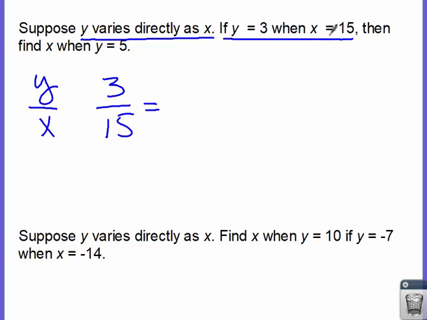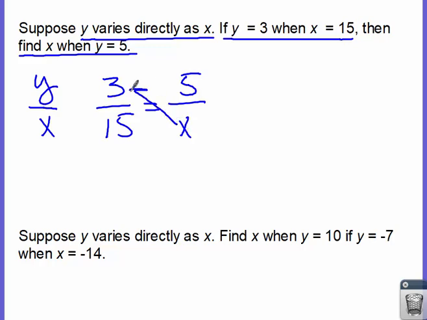So this is the ratio I know, and in a proportion, I'm also going to have a ratio that I want to know. So then find x when y is 5. I take the 5, put it in the y spot, and the x in the x spot. Now, what I do to solve a proportion is cross multiply and divide.